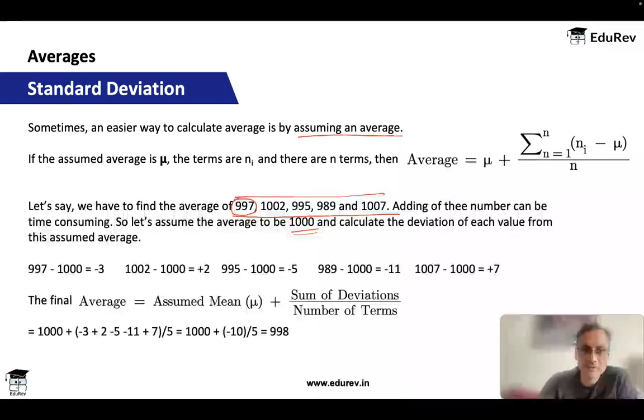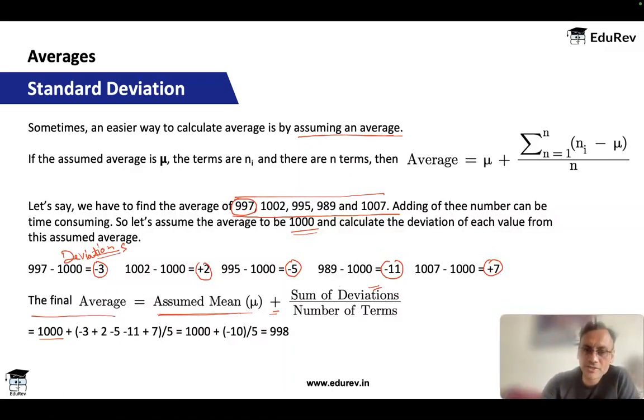So 997 minus 1000, you get minus 3. 1002 minus 1000, you get plus 2, minus 5, minus 11, and plus 7. So these are the 5 values that you get. So this is what we have done if you see. Now to get the final average, what do you do? You put the assumed mean, which is 1000, plus sum of all the deviations. Now these are called deviations, standard deviation, or you just call them deviation. So these are the deviations.